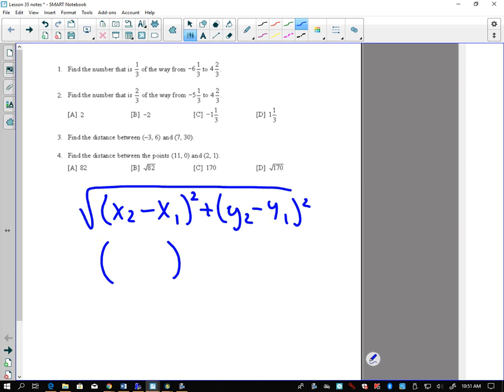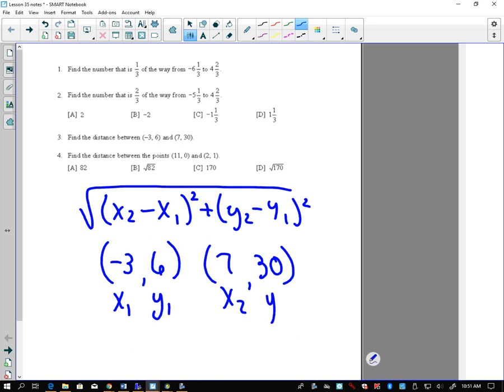I'm going to list two coordinates here, or we can even just use the coordinates we have here: -3, 6, 7, 30. Which one of those numbers is x sub 1? -3. Okay. Where is x sub 2 at? 7. Where is y sub 1? Where is y sub 2? Okay. If you know that, you should not have a problem.